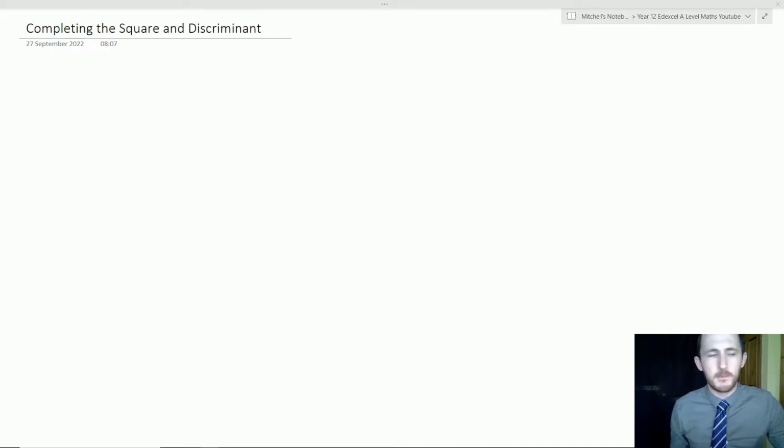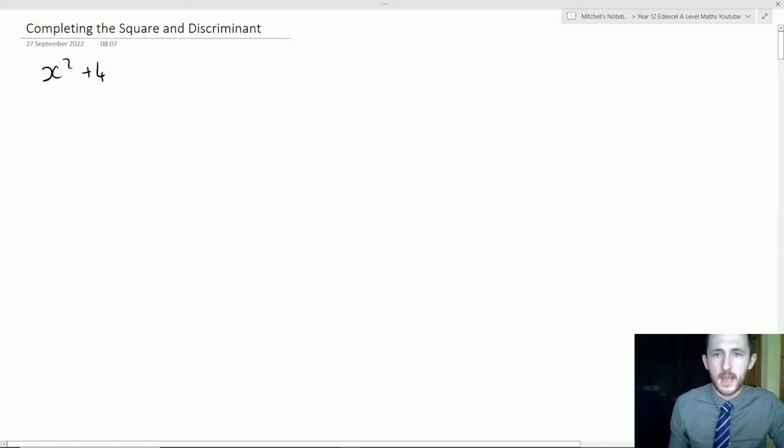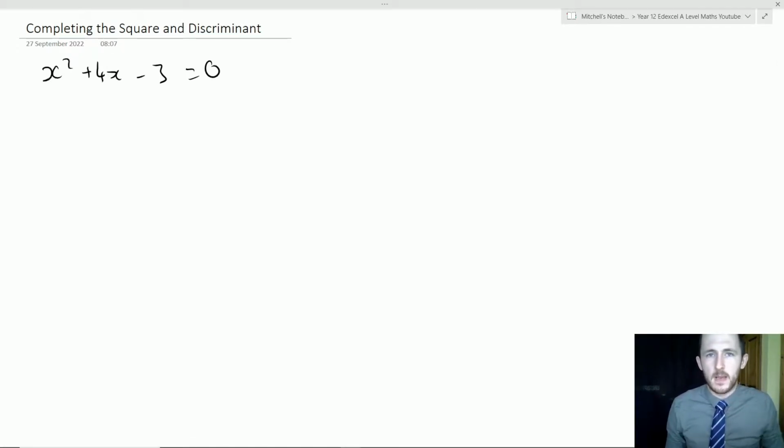So first of all, with completing the square, what is it? Well, it's just another way that we can write a quadratic. So for example, if we have x squared plus 4x minus 3 equals 0, we can write that in a few different ways. We can use the quadratic formula, we can factorize it into brackets, we can do all of this fun stuff. Completing the square is just another way of doing it.